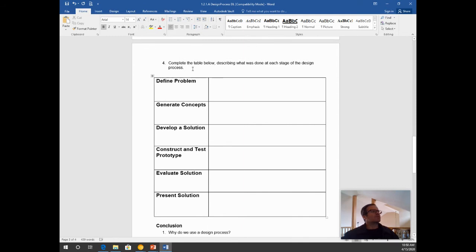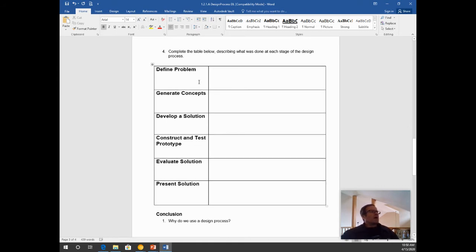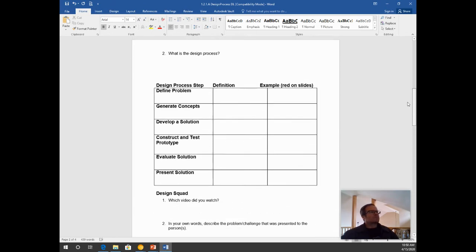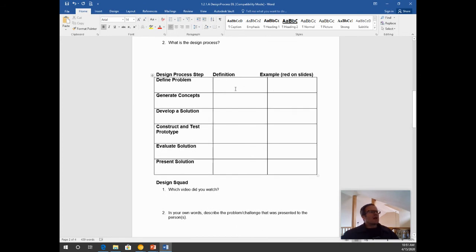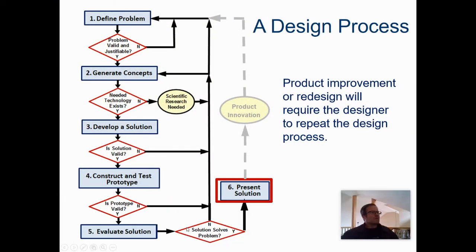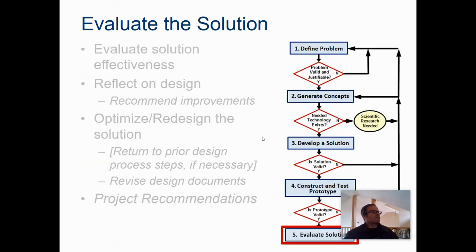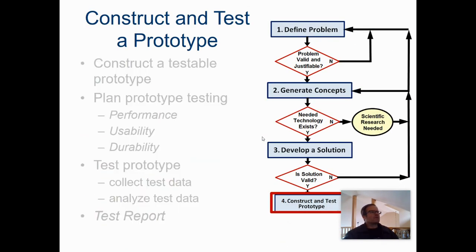Then, number 4 is you're going to complete this table below, describing what was done at each stage of the design process. So, what did they do to define the problem? If you don't remember how to define the problem, you go back up to here and you go, oh yeah, I wrote down that. Okay, if I go back in my PowerPoint here, what did we write for? Got to go way, way back. Okay, maybe I don't want to get back that far. This might take too long.